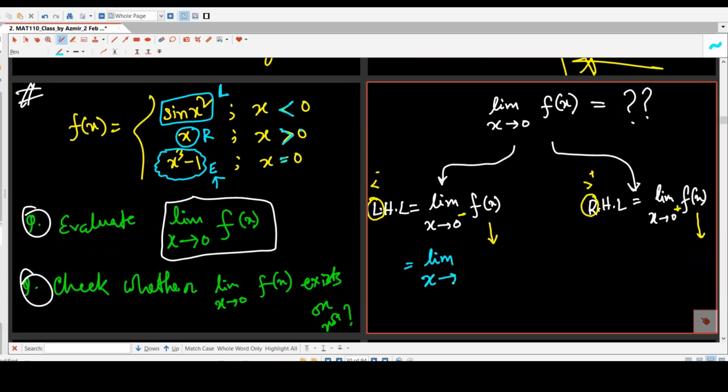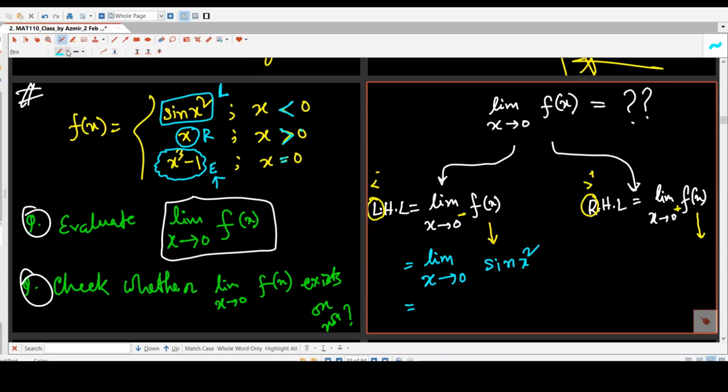So, limit x tends to 0 minus. Which function will be plugged here: sine x squared, x, or x cubed minus 1? Obviously, sine x squared. Now let us evaluate this one. One thing I need to mention again: since we have figured out that sine x squared will be plugged here, there is no need to write this minus sign again.